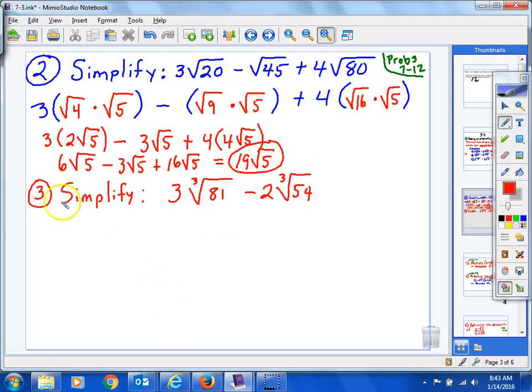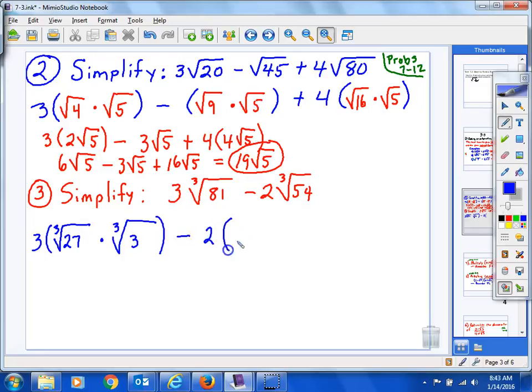Okay, similar problem with number 3. So we want to work on simplifying. Now these are cube roots. As they are right now, they're not like radicals, but after we simplify, let's see what we come up with. So once again, I'm going to show the cube root of 81. 81 itself does not have a perfect cube root, but there is a perfect cube root number, 27, that does divide into 81 evenly. So we could rewrite the cube root of 81 as the cube root of 27 times the cube root of 3.